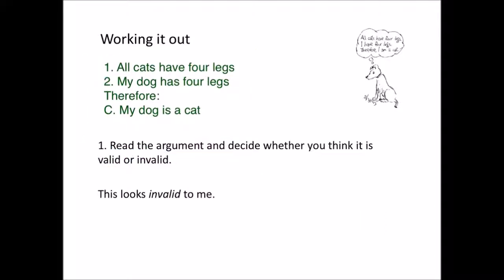So let's work through those steps using this sample argument. You'll see I've changed it slightly so that it says my dog instead of I. That's just to make things a bit simpler. So step 1, read the argument and decide whether you think it's valid or invalid. So I look at this argument and I think, that looks pretty invalid to me. I might change my mind about that later, but for now I've made an initial judgment and I'm going to see if I can get it to fit one of the invalid forms of argument.